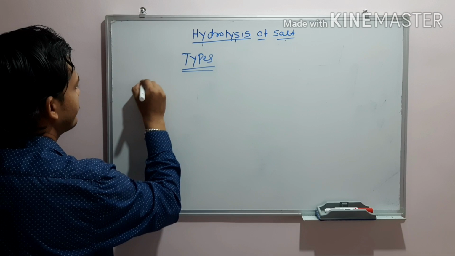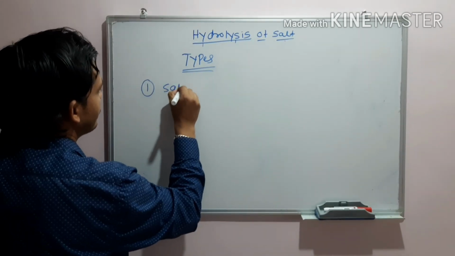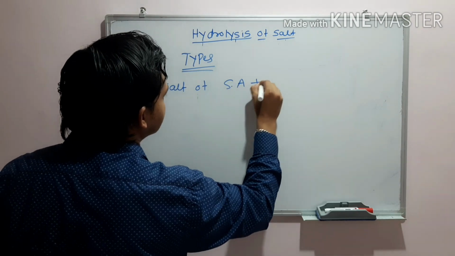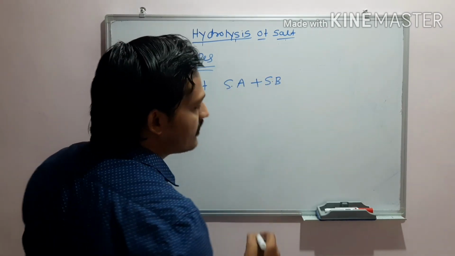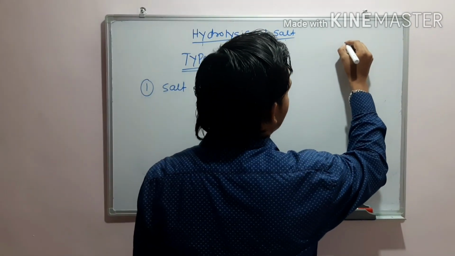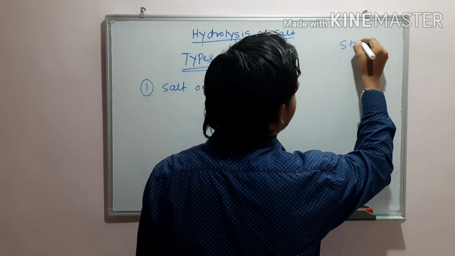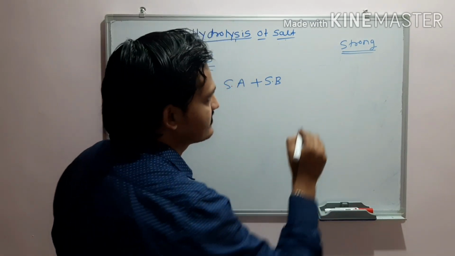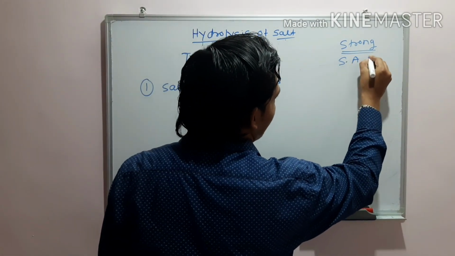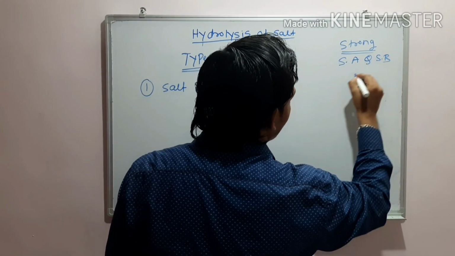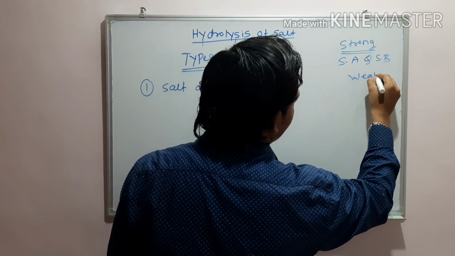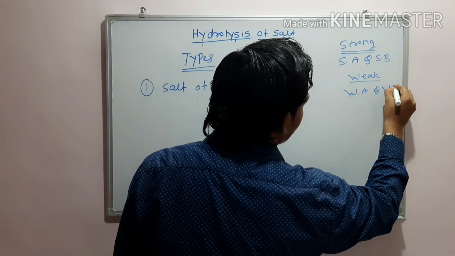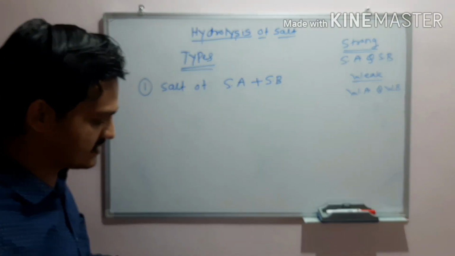Number first, salt of strong acid and strong base. You already know these are electrolytes. Strong electrolyte means strong acid and strong base. Weak electrolyte means weak acid and weak base. So only 4 combinations are possible.